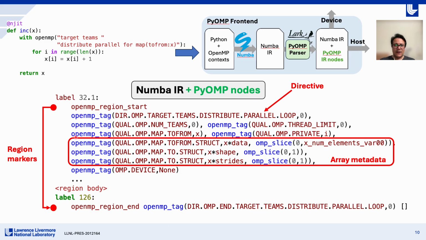The start region marker includes the information of the OpenMP region using tags, and those tags store the directive and its clauses, including data set attributes for variables, for example, and the mapping of the array. In this case, the array is a NumPy array, so we also include metadata such as its shape and stride.